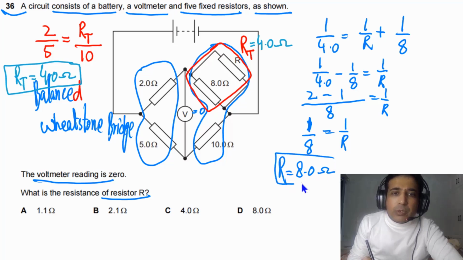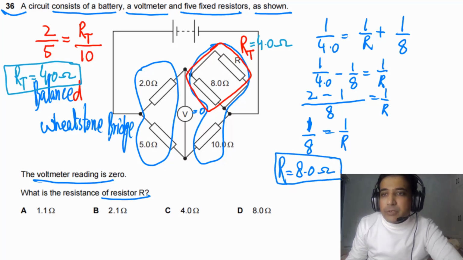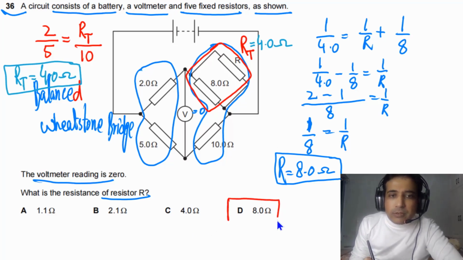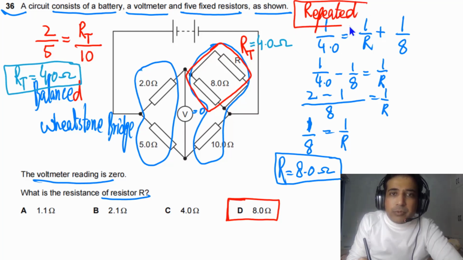So this is how you can approach this problem, and this is a repeated question. You can also see this one in other past papers. You can find this one in other past papers as well. So this is the third repeated question in this paper.